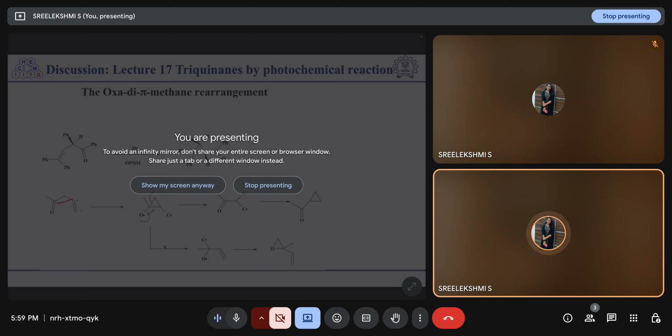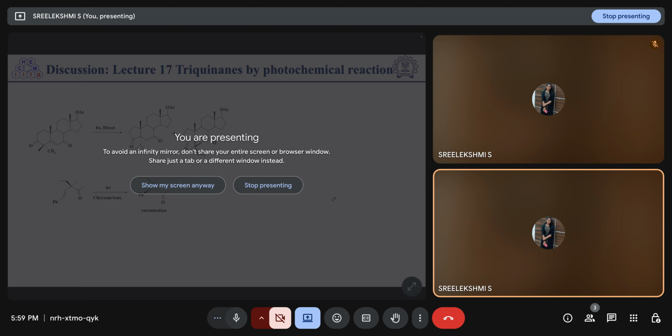Then this O radical will come here, and this bond will break to form this C radical and this C radical, which can combine to form another cyclopropane ring. So if it is coming like this and this radical is forming, then these two can combine to form this epoxide as well. Mostly this cyclopropane ring will be the product in oxa-di-pi-methane rearrangement. So these are some of the examples for this oxa-di-pi-methane rearrangement.